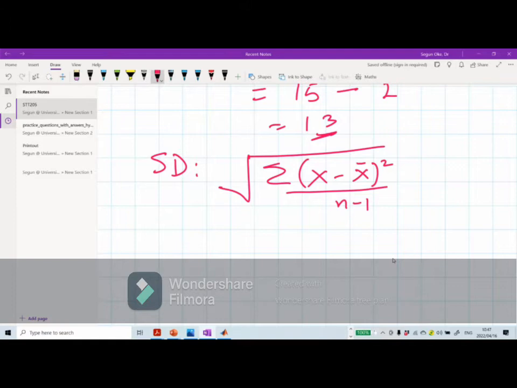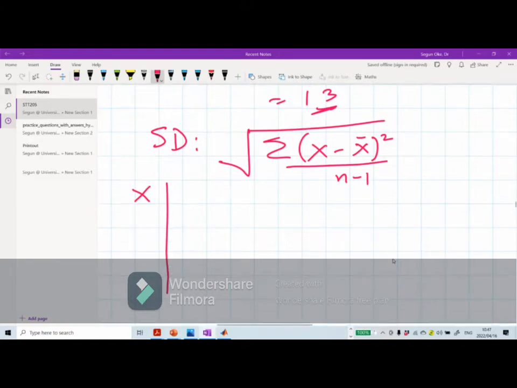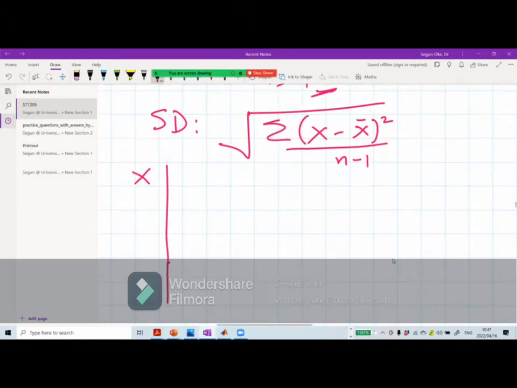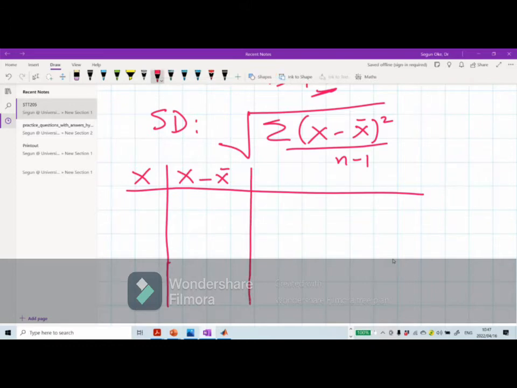So it simply means I need x. Nobody will tell you to rule the line. You will be the one to do that by yourself. And I need x minus x bar. And I also need (x minus x bar) all raised to power 2. Am I communicating now? Yes, sir.